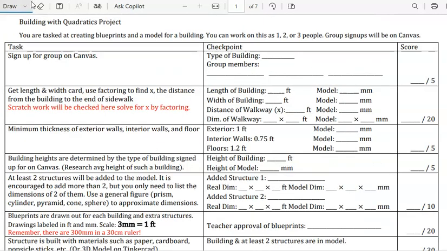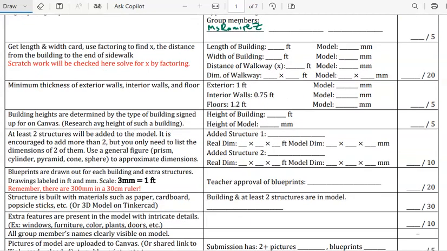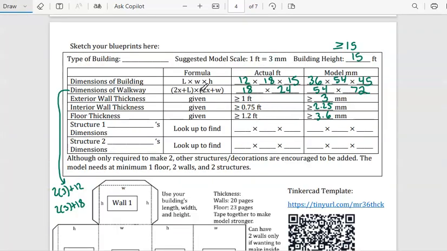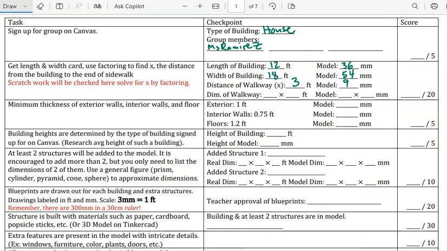Once you finish that part, fill out the front page. You write the type of building, the name of the group members, and then the length and the width of the building. Mine was 12 and 18. Convert to the model, multiply by 3. The distance of the walkway, mine was 3. Dimensions of the walkway, you'll get that from the previous pages. That's this part right here, the 18 and the 24.